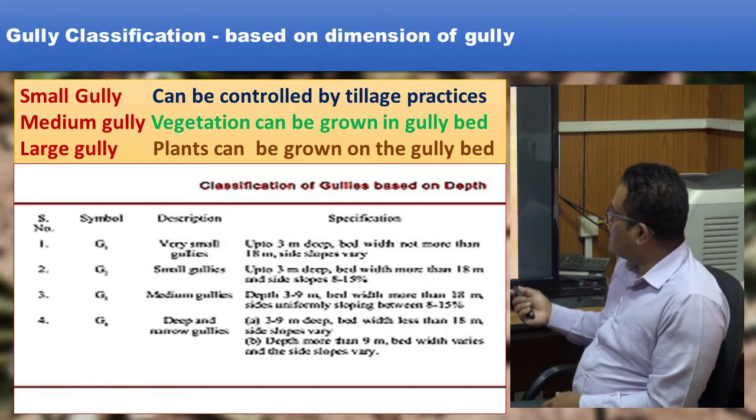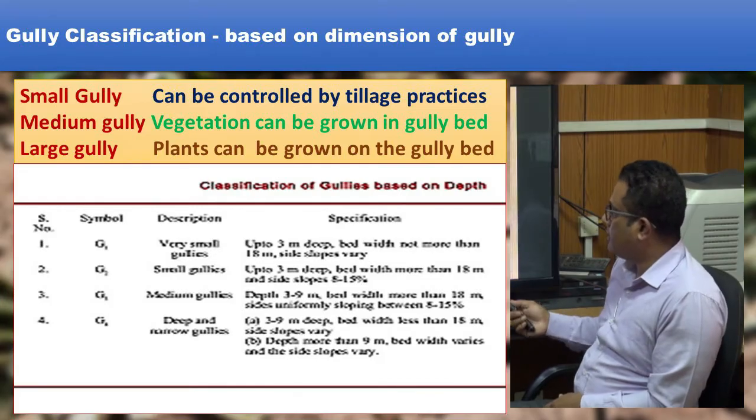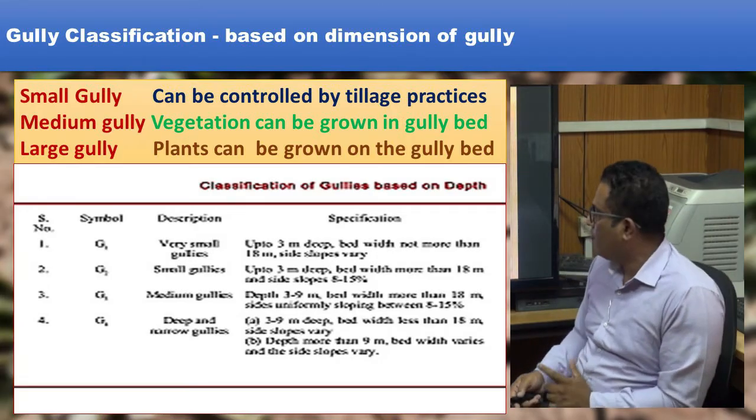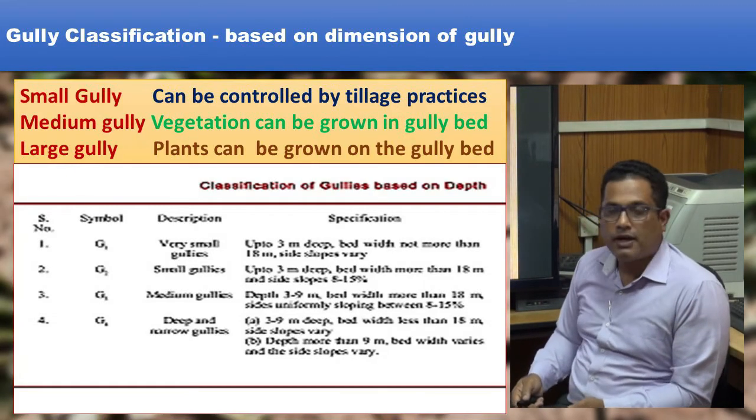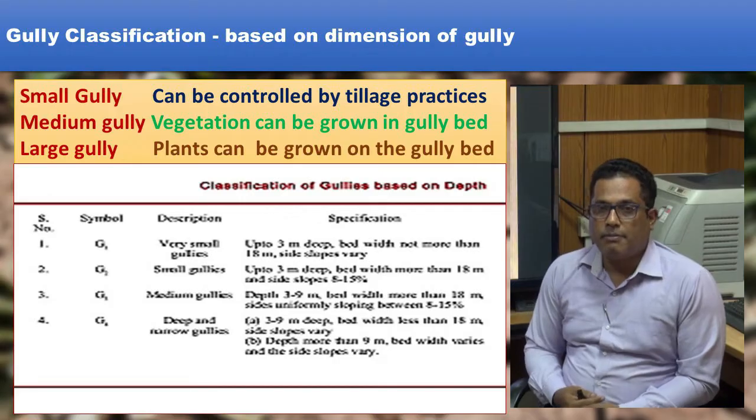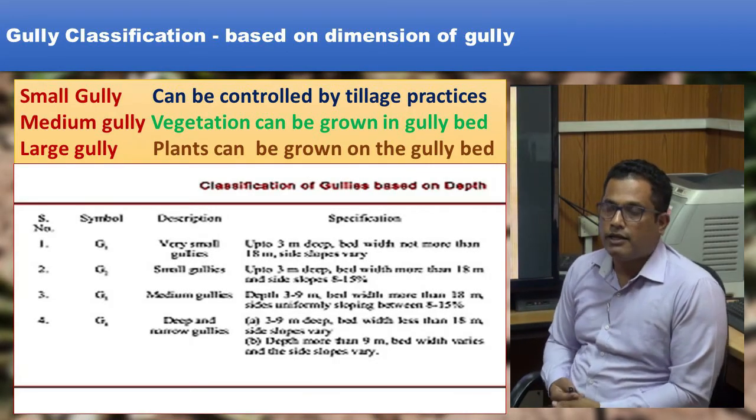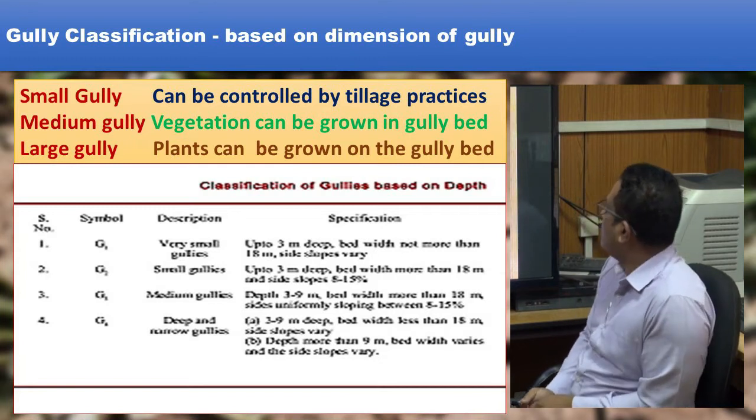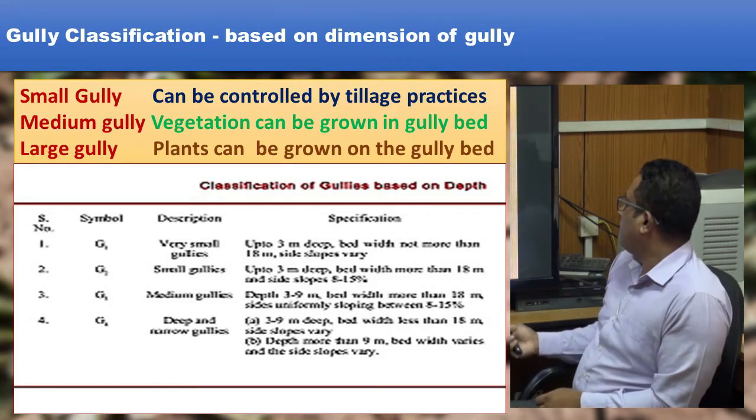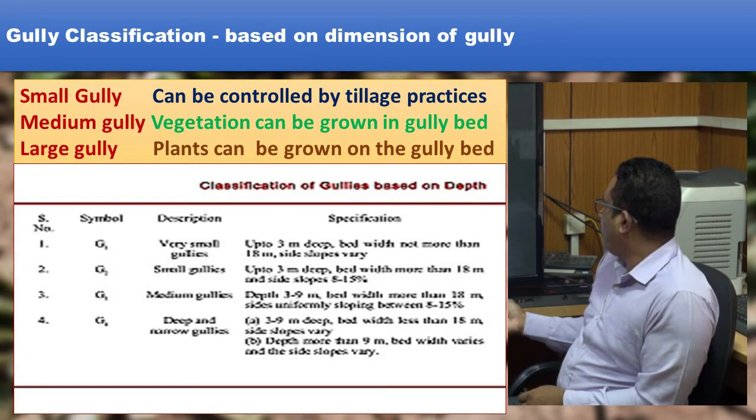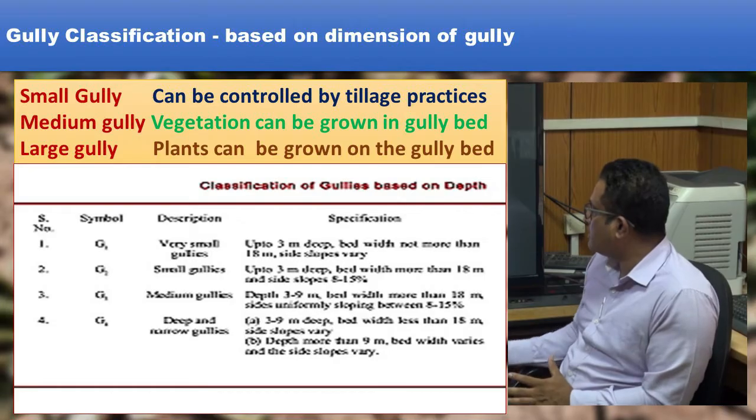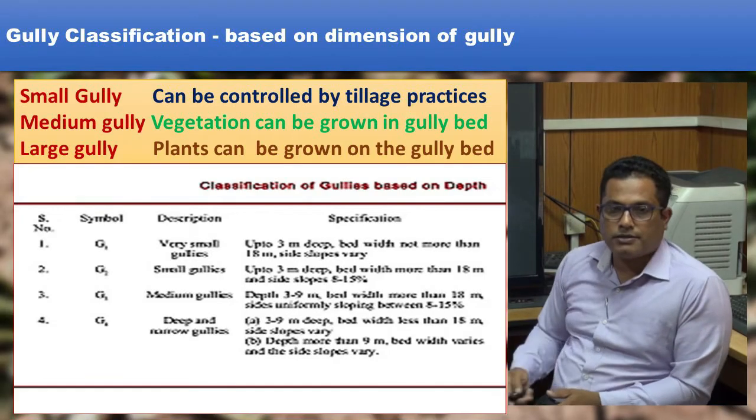Now there is one more classification based upon the depth. We denote it as G1, G2, G3, G4: very small gullies, small gullies, medium gullies, and deep gullies. Any gully having a depth less than 3 meters comes under very small gully, and 3 to 18 meters comes under small gullies. If the depth is more than 18 meters, it comes under medium gully, and very high, very deep gullies are called deep or narrow gullies.